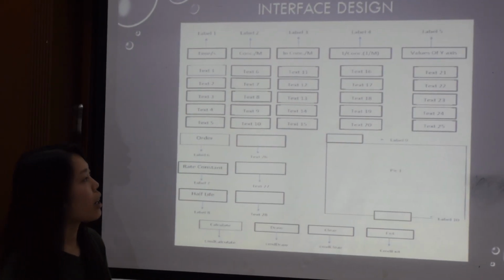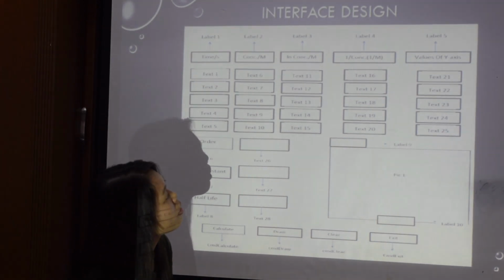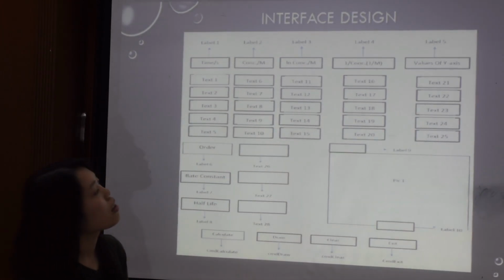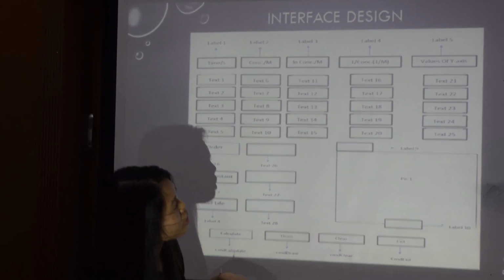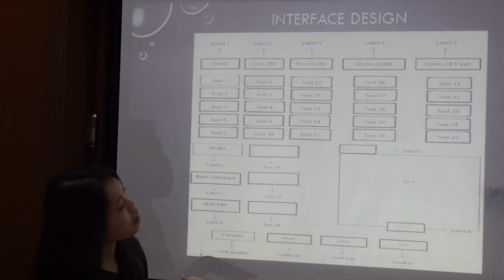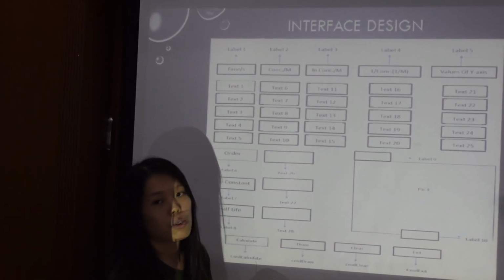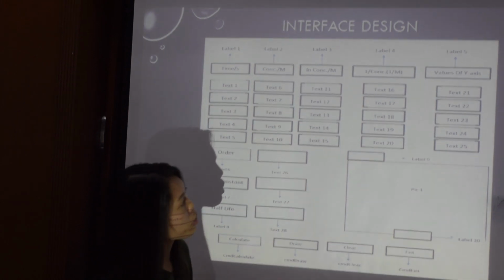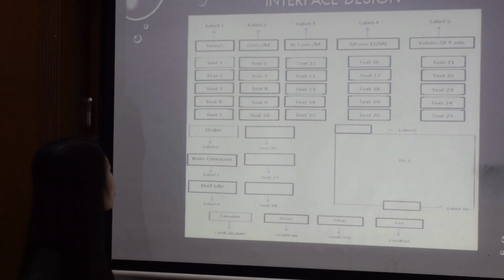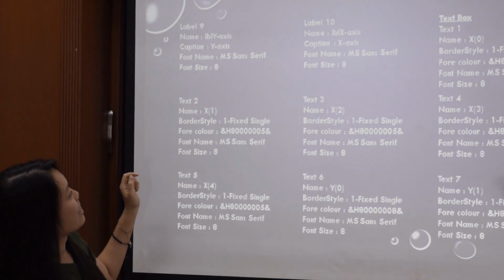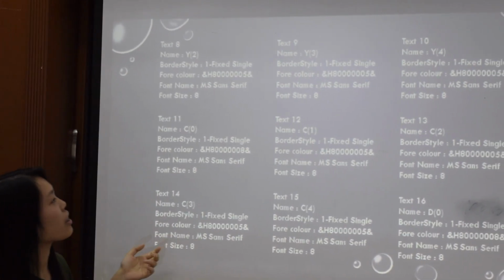Text box 21 until text box 25 are the array text box of value of y-axis. Text box 21 is Z0, and text box 22 is Z1 until text box 25, which is Z4. These text boxes are used to show the value of y-axis. And then these are the properties of the text boxes and the labels.